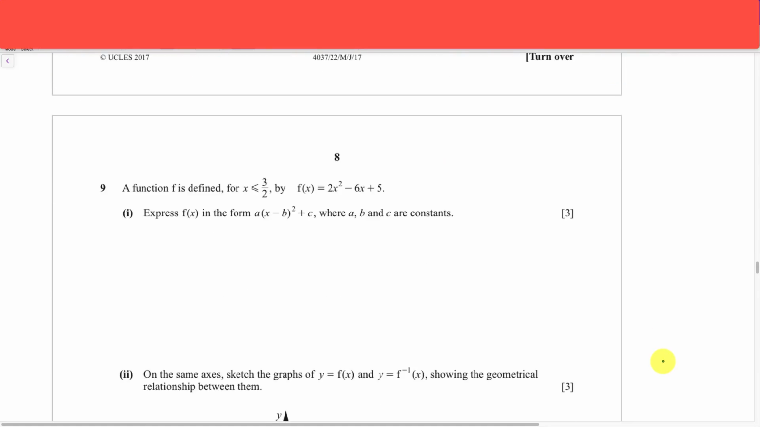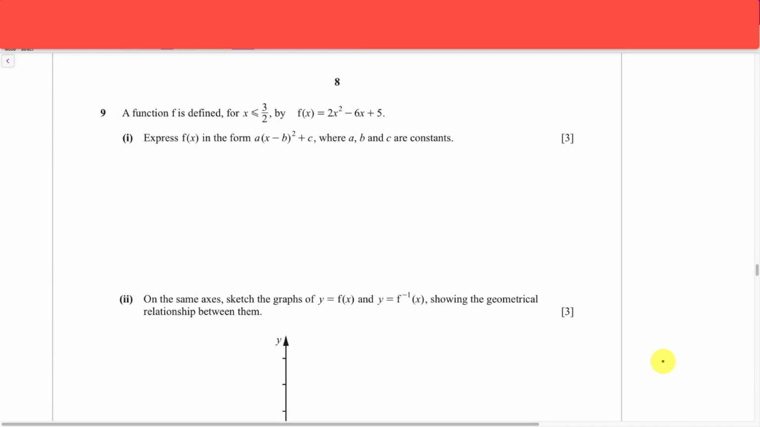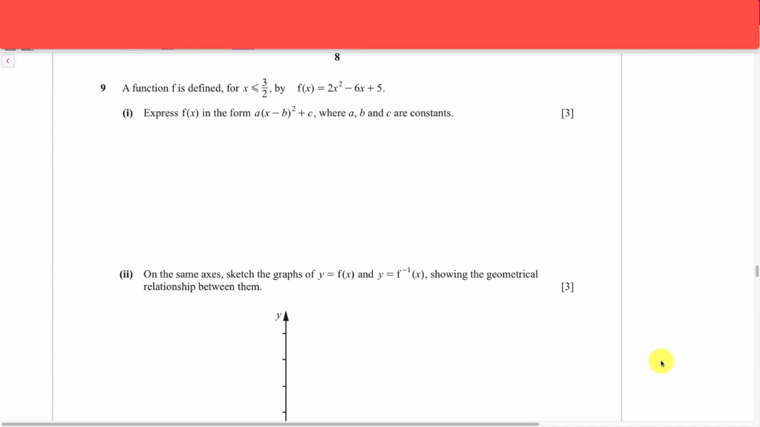Right, so let's just move on to question number 9 here. So a function f is defined by this one. Alright, so he asks you to put this into completing the square form. So I will just do this very quickly. I hope you already know how to do completing the square. So f(x) basically equals, I factorize out the 2 from the first 2 terms here, so I will get x squared minus 3x, plus 5.